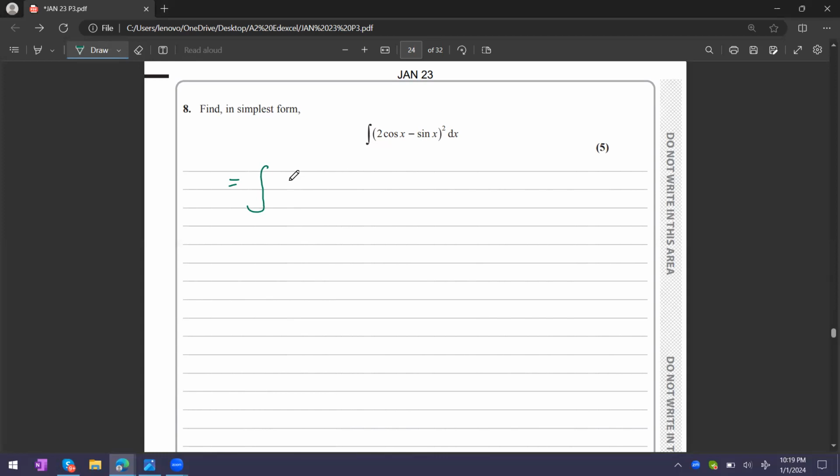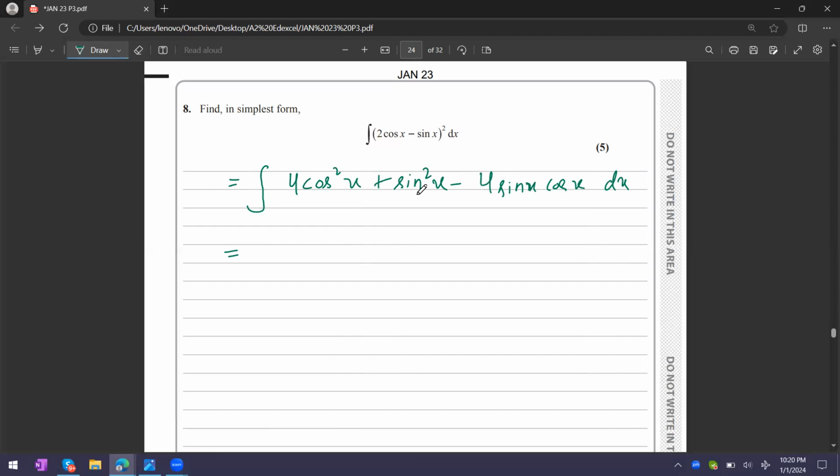Okay, so this is 4 cosine square x plus sine square x minus 4 sine x cosine x, so that we can individually integrate them.